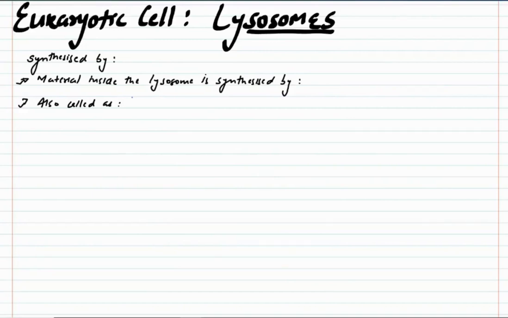In the previous video, we had discussed about Golgi apparatus. In this video, we are going to discuss about lysosomes. So lysosomes are synthesized by Golgi apparatus along with endoplasmic reticulum. However, the main synthesizing organelle is Golgi apparatus. However, whatever the material is present inside the lysosome, it is synthesized by endoplasmic reticulum. So all the enzymes that are seen inside the lysosome, they are synthesized by endoplasmic reticulum.